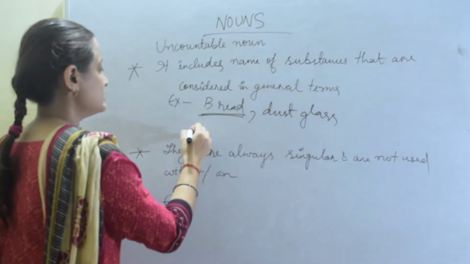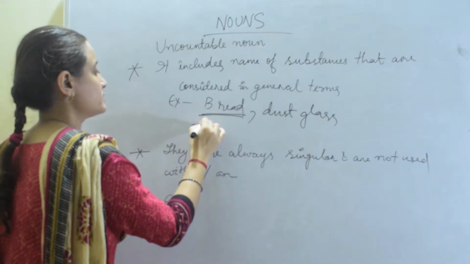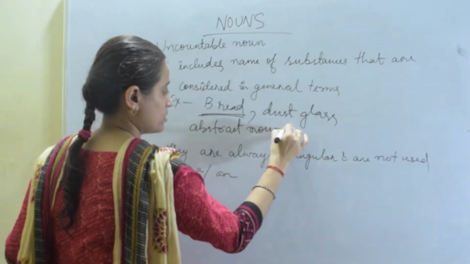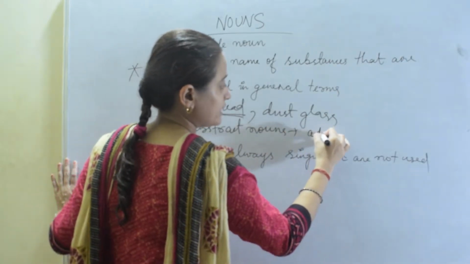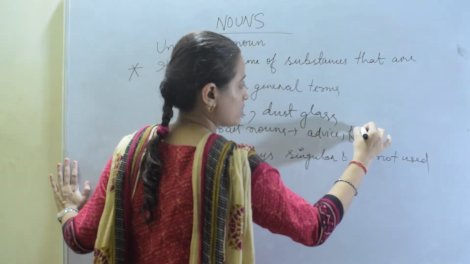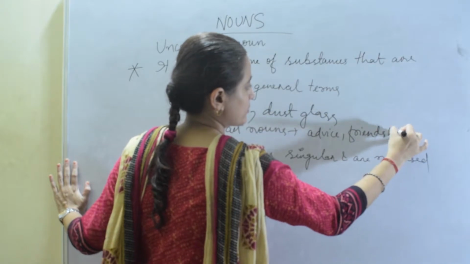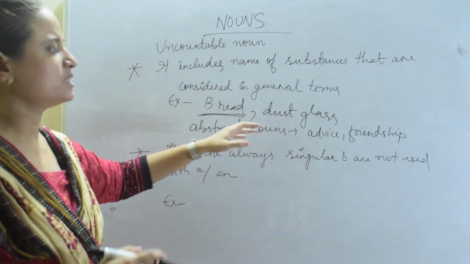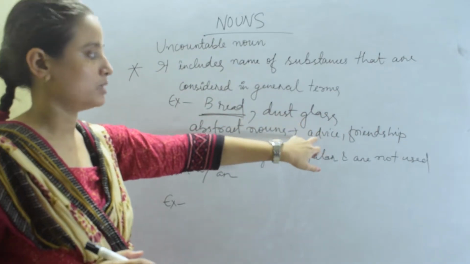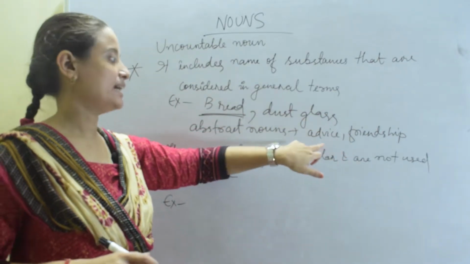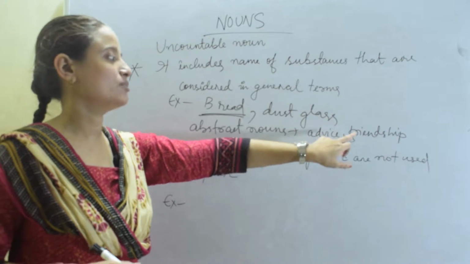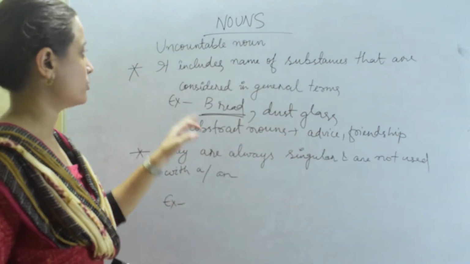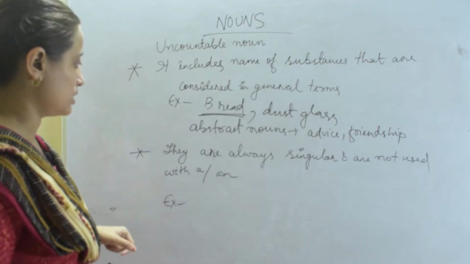Another example is all abstract nouns. Abstract nouns examples are advice, friendship. They cannot be counted. They are used in general terms only, and they are never countable. They are always uncountable. We can't count advice. We can't count friendship. So these are the examples of your uncountable nouns.